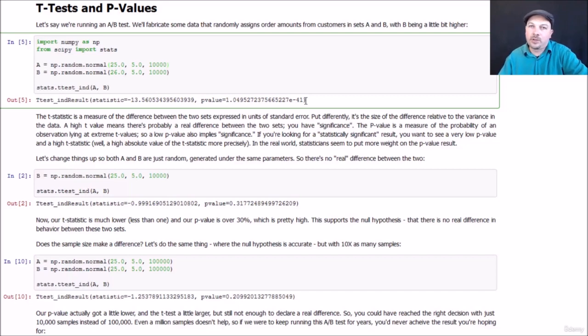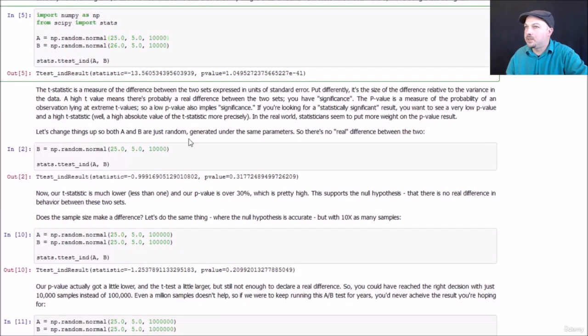So remember, in order to declare significance, we need to see a high t-statistic and a low p-value. And that's exactly what we're seeing here. We're seeing negative 13, which is a very high absolute value of the t-statistic, negative indicating that it's a bad thing, and an extremely low p-value telling us that there's virtually no chance that this is just a result of random variation. So if you saw these results in the real world, you would pull the plug on this experiment as soon as you could.